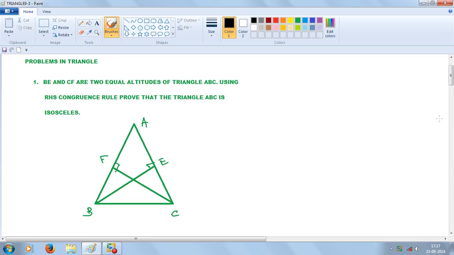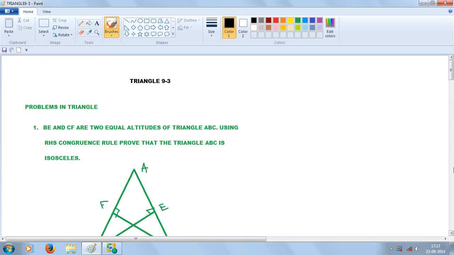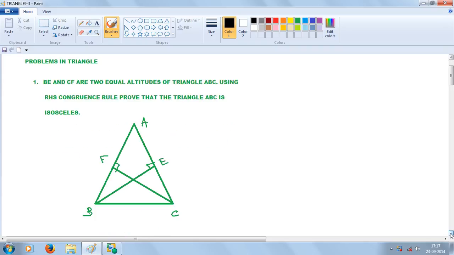Welcome to our next lesson in triangles. We'll work out some problems in triangles. So ABC is a triangle in which BE and CF are two equal altitudes.